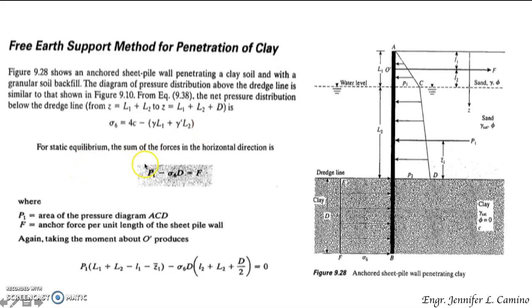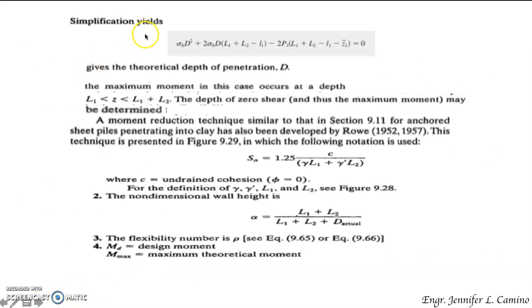For static equilibrium, the sum of the forces in the horizontal direction is equal to P1 minus sigma sub 6 times D equal to F. Of course, P1 is the area of the pressure diagram ACD, and F is the anchor force. So taking a moment about point O prime, our equation will be this one, and it can be simplified to this expression, and we can get our theoretical depth of penetration from this equation.